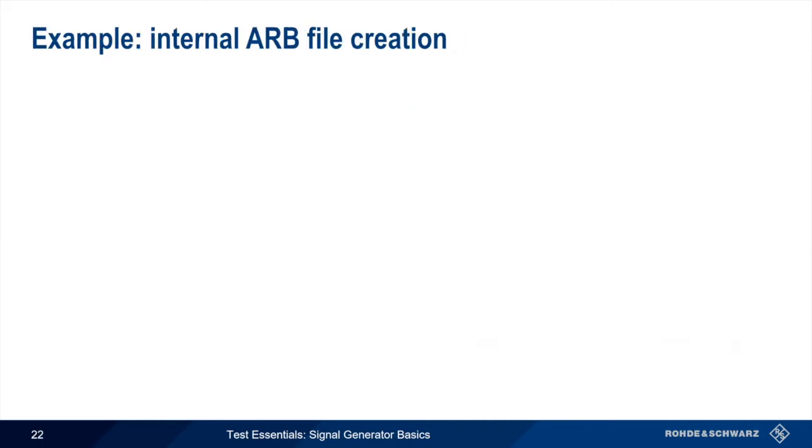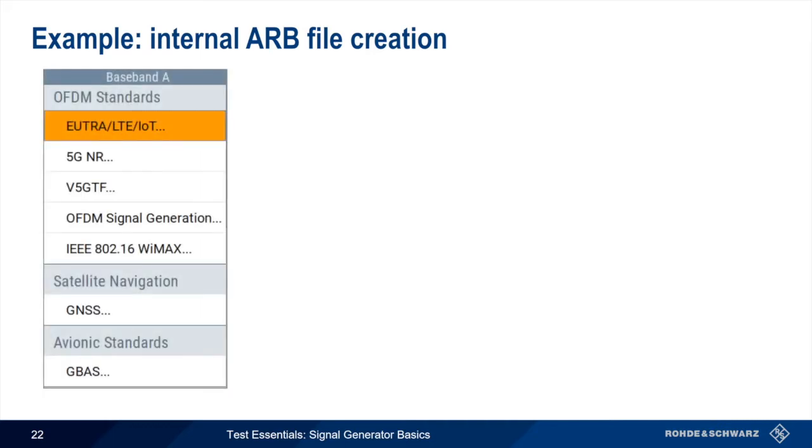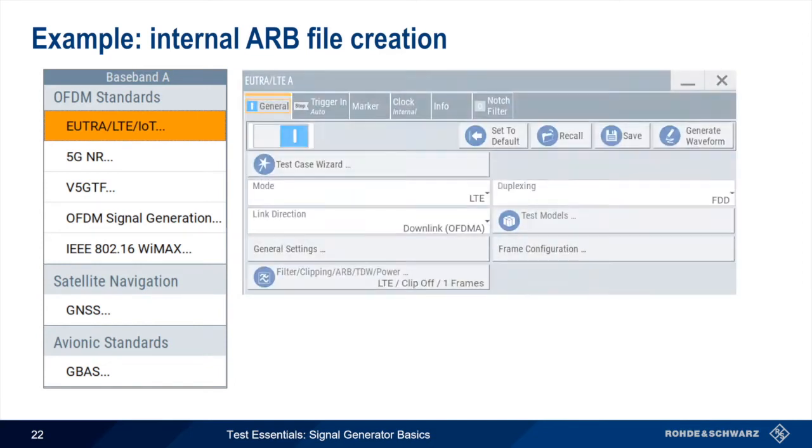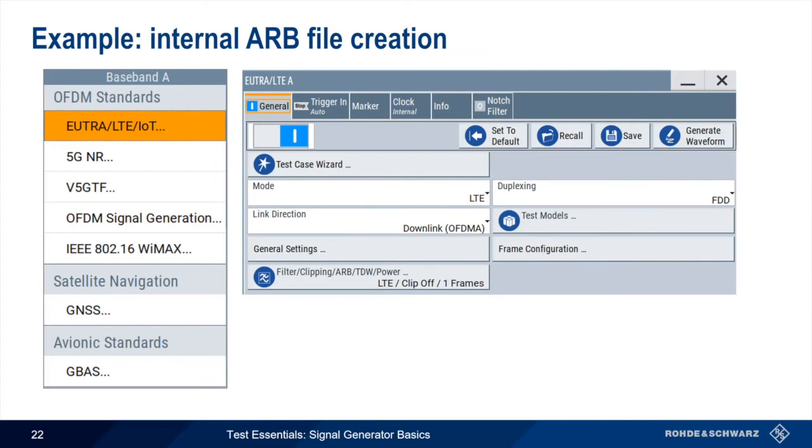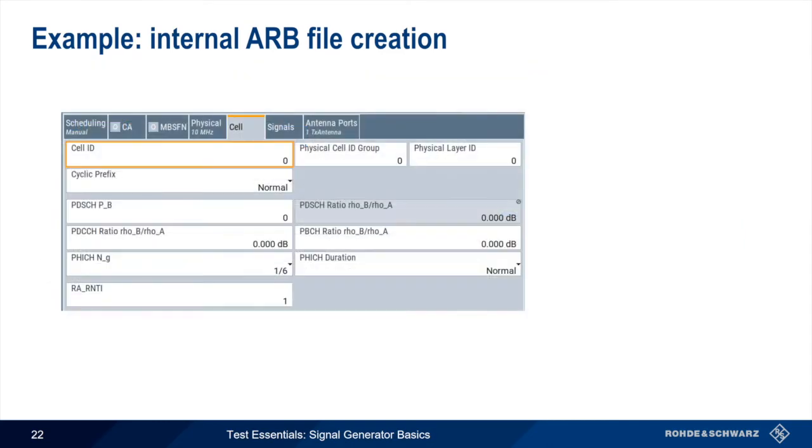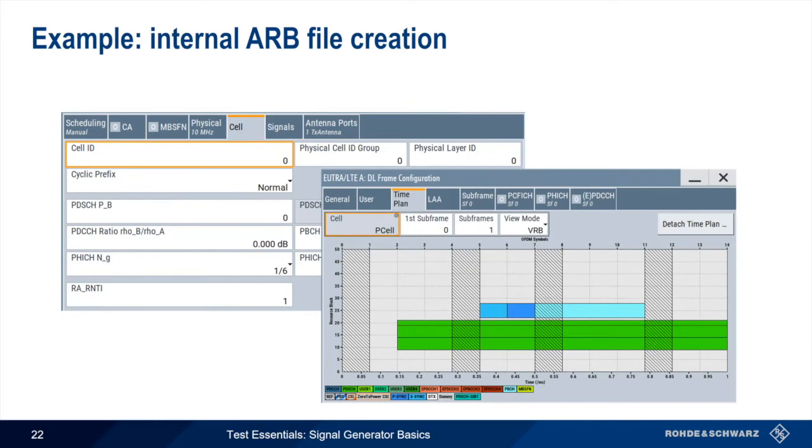For our example, let's say that we wanted to create an LTE downlink signal. On our generator, we would simply select LTE from the list of available baseband modulation types, and then use a simple graphical user interface to specify the general parameters: uplink or downlink, FDD or TDD, etc. Additional dialogues allow us to configure the characteristics of our signal, as well as to define the contents of our transmitted frame and subframes in whatever level of detail is required.